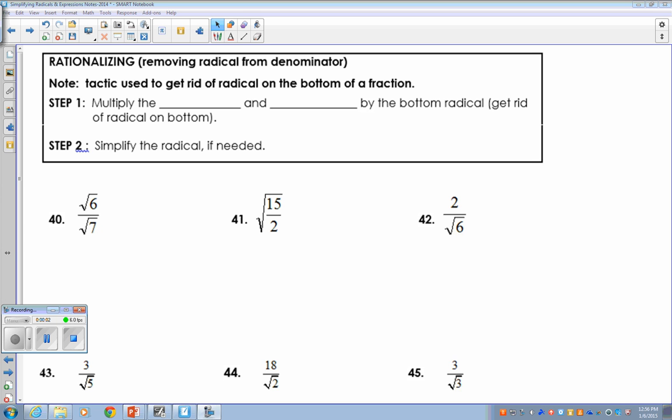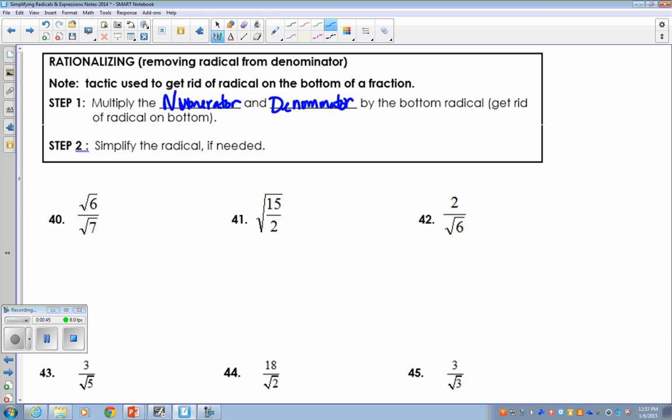All right. So the next set of rules is rationalizing, removing a radical from the denominator, because you can never have a radical at the bottom of a fraction or in the denominator, because then it's not simplified. And so we have a tactic to get rid of that radical at the bottom. Basically, that's just rationalizing the radical, the radicand, in the denominator by multiplying the numerator and the denominator by the bottom radical. Get rid of the radical on the bottom.